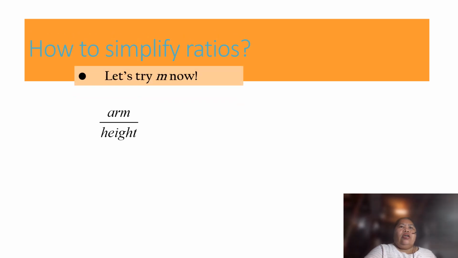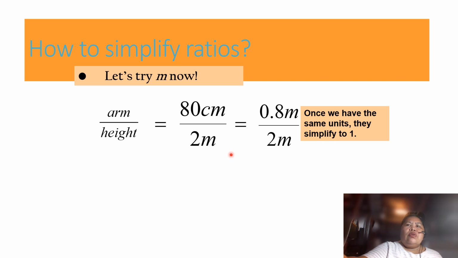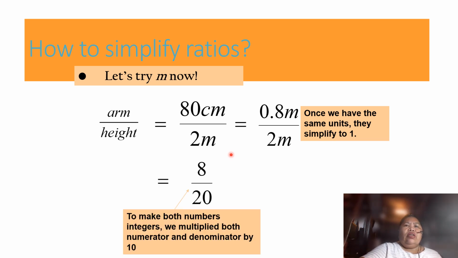Okay, let's try the meter now. So we have arm to height is equal to 80 centimeters over 2 meters. That's equal to 0.8 over 2, because 100 centimeters is equal to 1 meter. Once we have the same units, they simplify. So that's equivalent to 8 over 20, or 2/5.